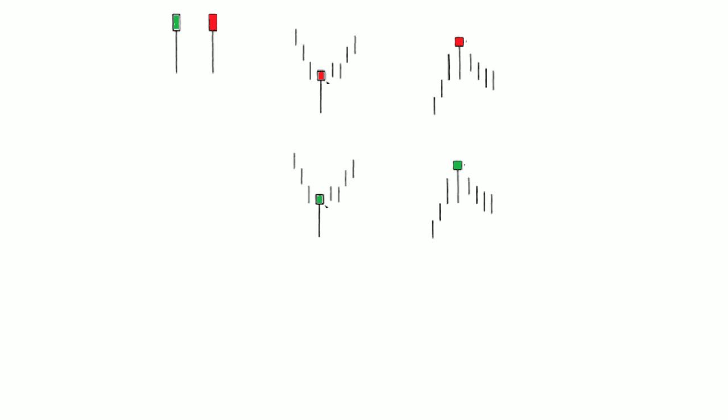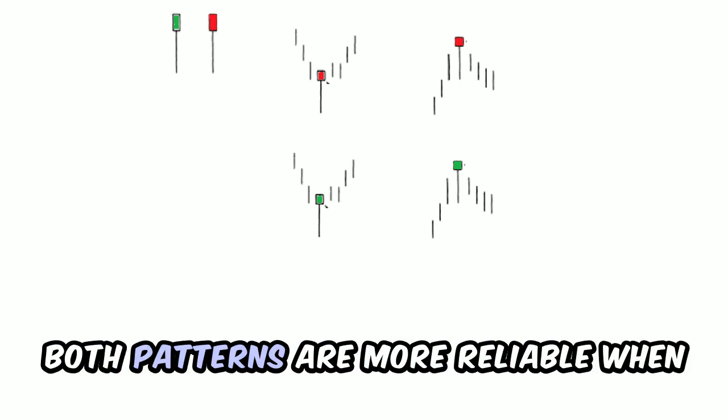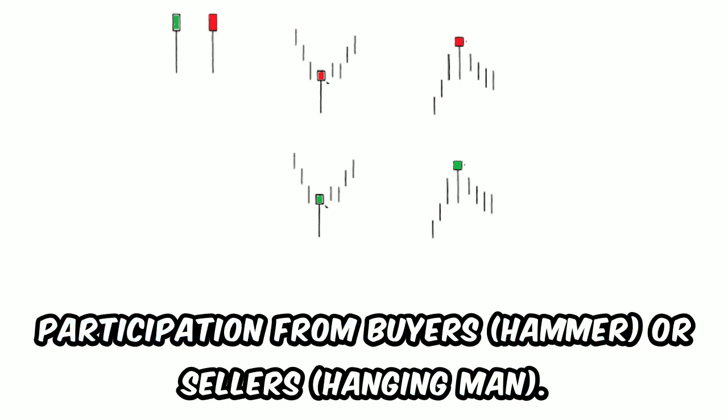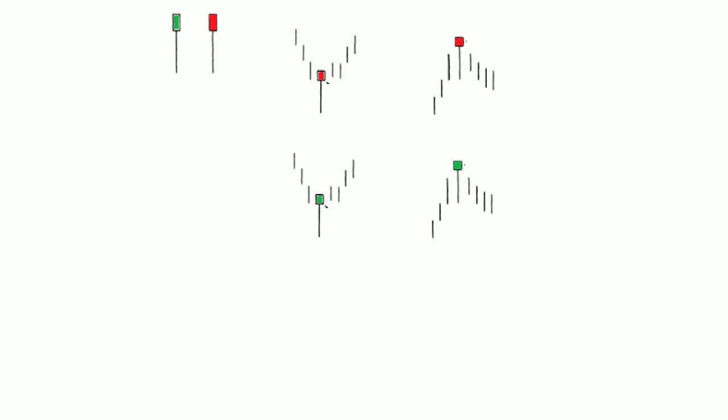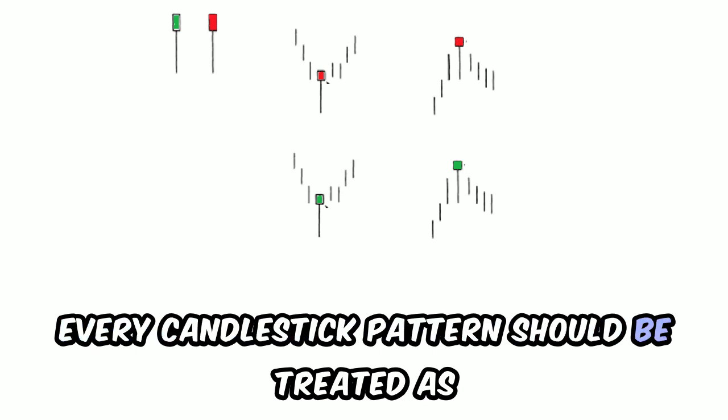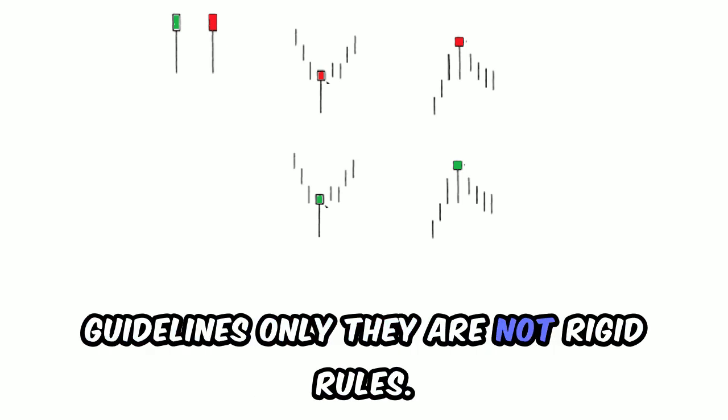Ignoring volume: both patterns are more reliable when accompanied by significant volume, indicating strong participation from buyers, hammer, or sellers, hanging man. Low volume may signify a weak or false signal. Every candlestick pattern should be treated as guidelines only, they are not rigid rules.